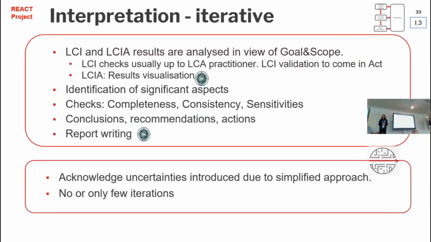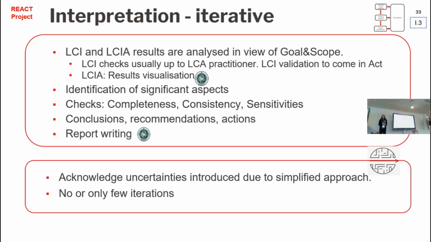And then there's interpretation, finally, the last step, which is iterative. So once you see the results, you might have to go back, maybe collect some more data, maybe adjust your goal and scope. In this phase, all the results from your data collection and environmental impact calculation are analyzed. Do they really help me to answer the questions I have set up in the goal and scope? Did I choose the appropriate system boundaries? And ACT helps you by visualizing the results of the impact assessment calculation.